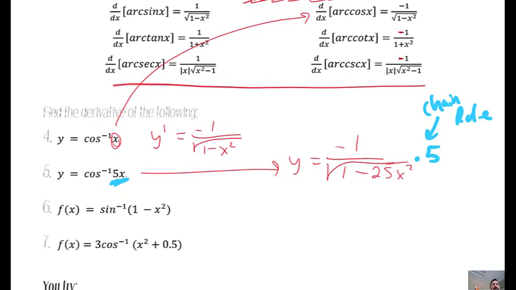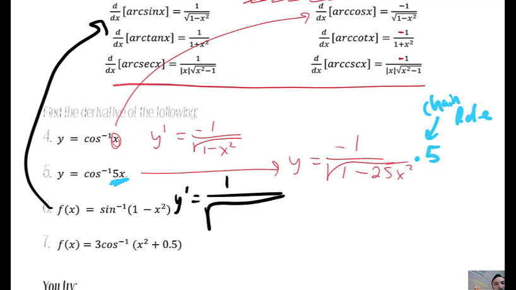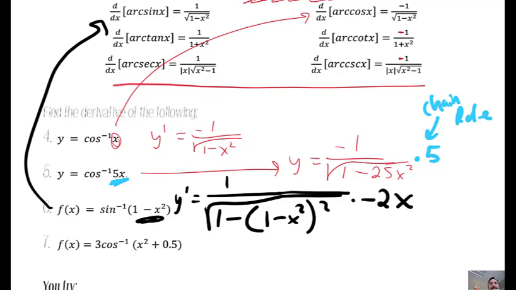Okay, let's try inverse sine of 1 minus x squared. So we would need to know what that looks like. I want to memorize that. And then this is what we're plugging into x. Okay, and then that's almost our answer here, but the derivative of the inside is negative 2x, so we need to multiply by negative 2x for chain rule.